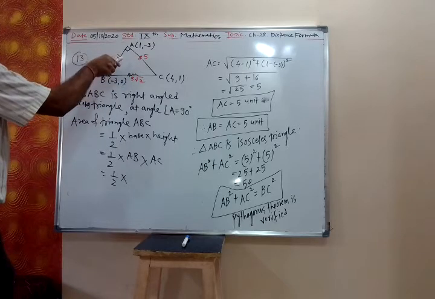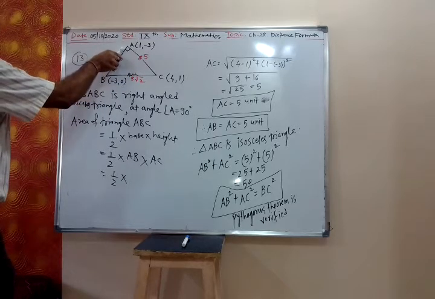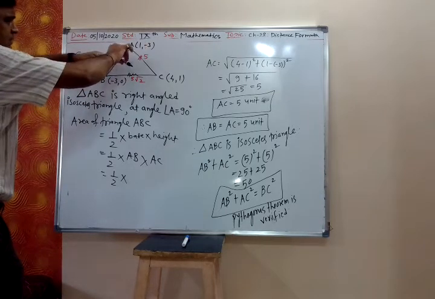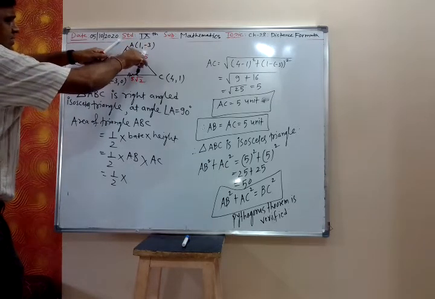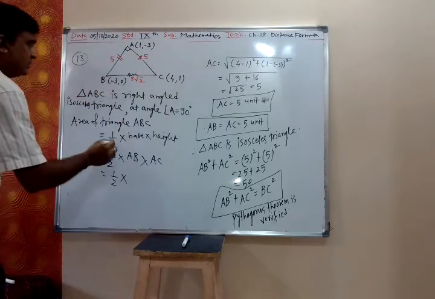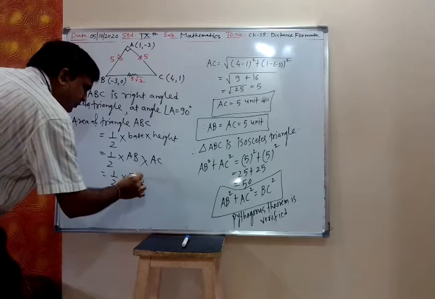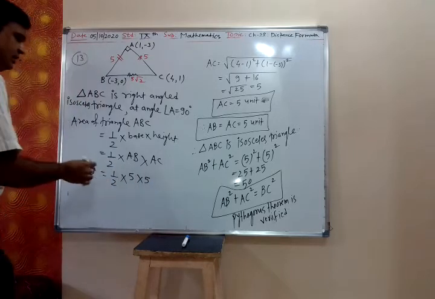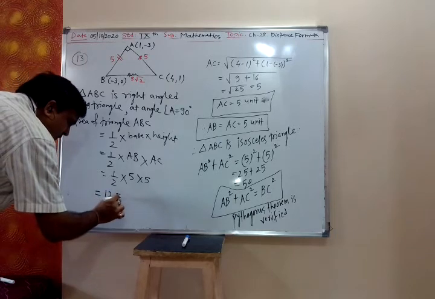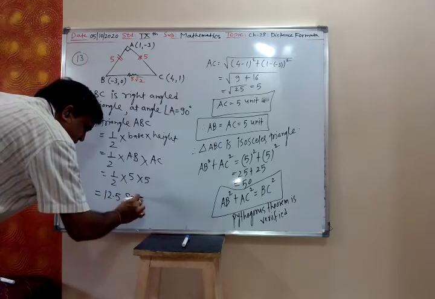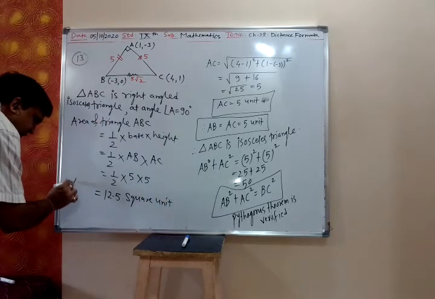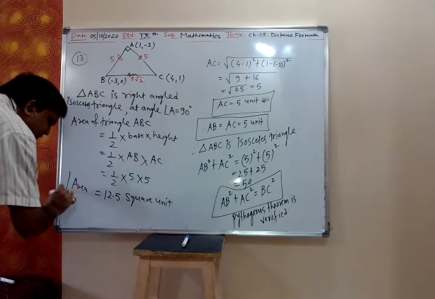When we are calculating the area, we use the formula half into base into height. This is my base where the perpendicular meets, and the other is the height. You can consider either one as base and the other as height, no problem. So AB is 5 into 5, that is 25 by 2, 12.5. Area is 12.5 square units.